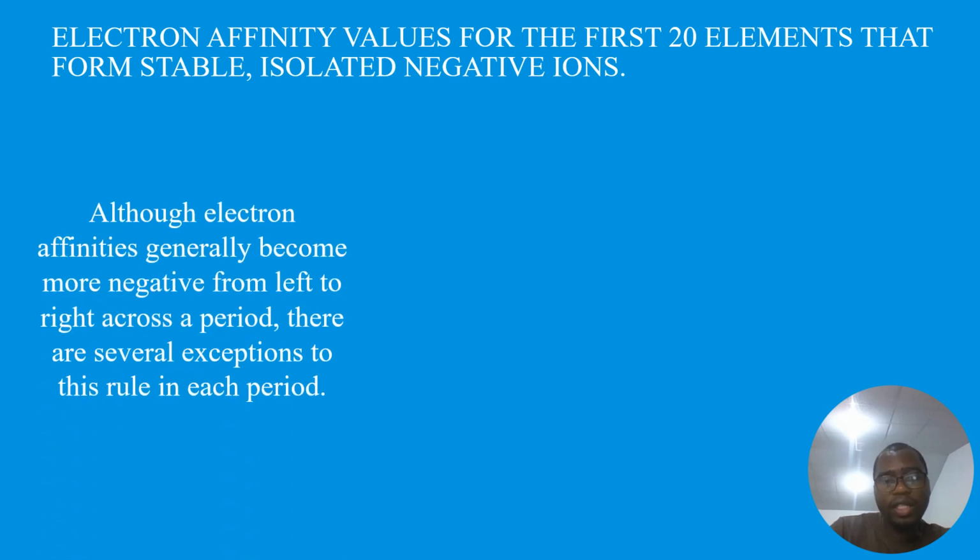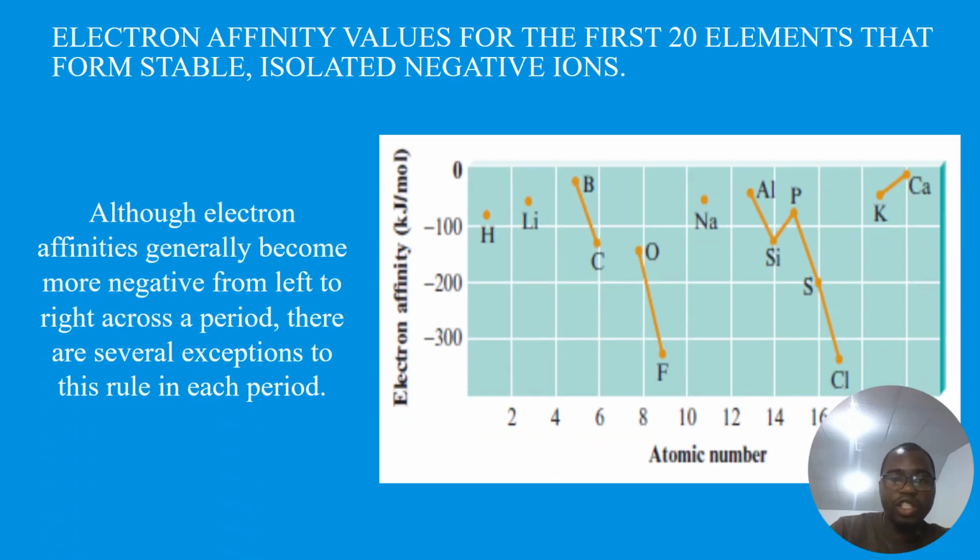Okay, now let's look at some periodic trends. Generally we are saying the electron affinity will increase from left to right, but there is a point we are making here. Although electron affinities generally become more negative from left to right across a period, there are several exceptions to this rule. Now let's look at boron here and let's look at carbon. These are actually in the same period. So boron, and then you go to carbon.